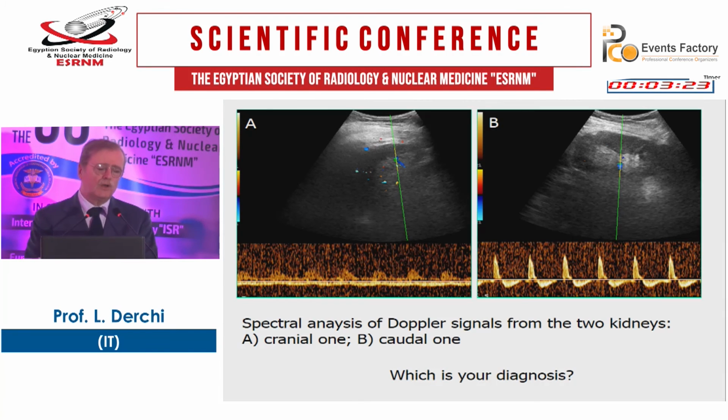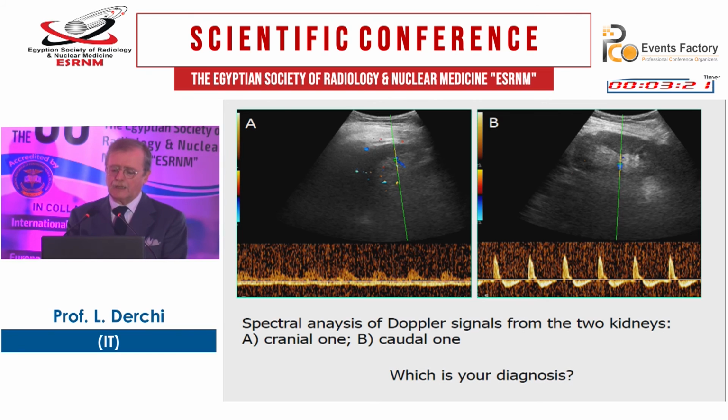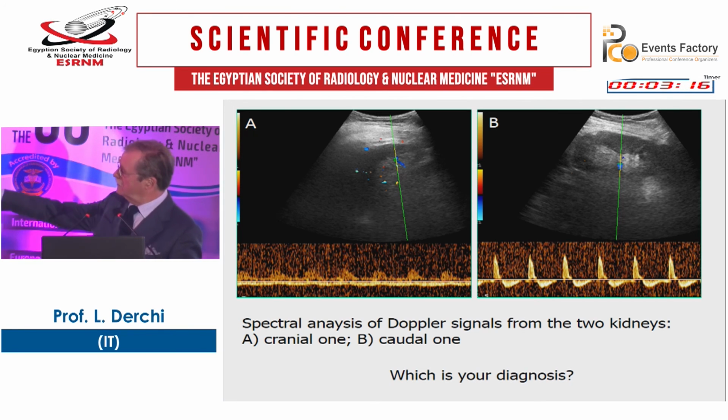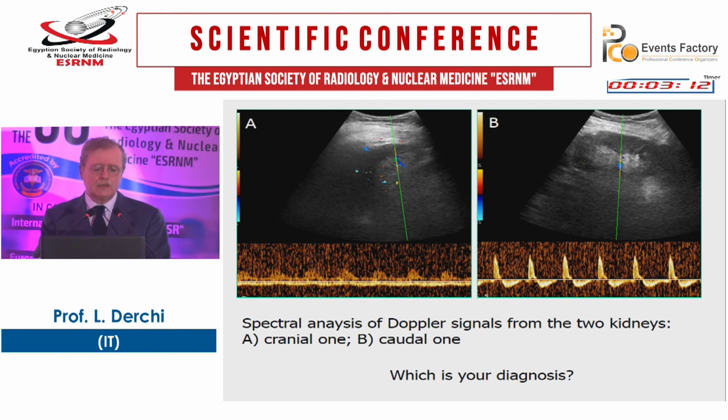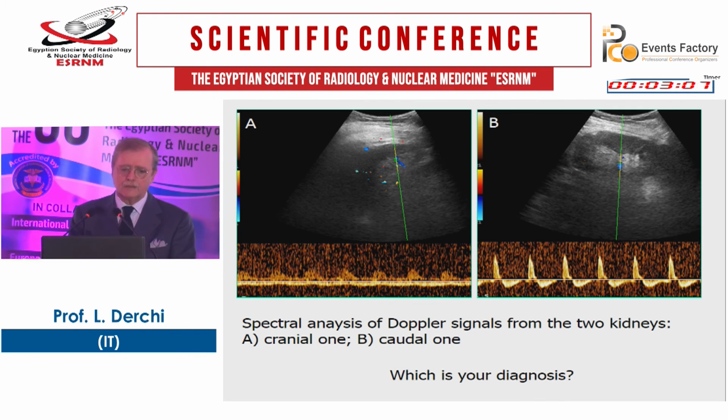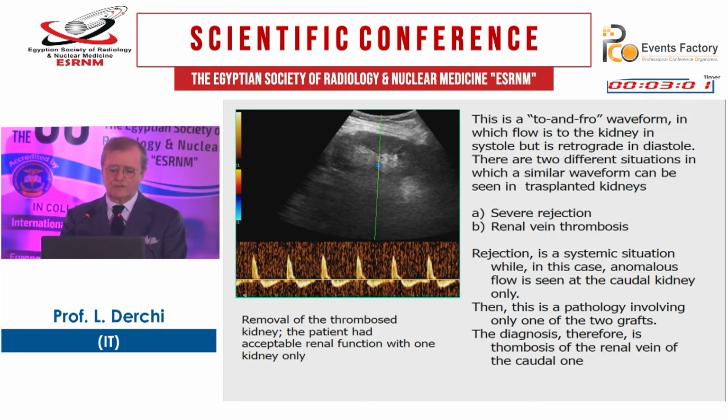And these are flows at the renal hilum of the 2 kidneys, the upper and the lower one. What do you see? There is flow which is going in, out, in, out, in, out of the lower kidney. So, flow in the lower kidney enters into the kidney in systole, but is retrograde in diastole.